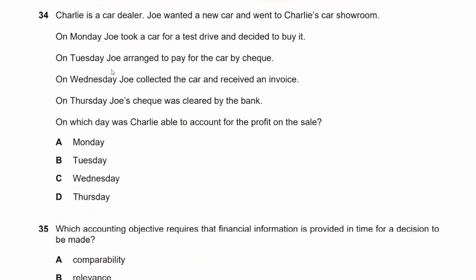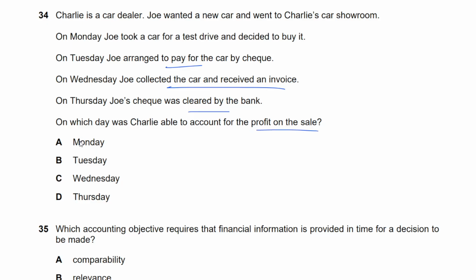34. Charlie is a car dealer. Joe once wanted a new car and went to Charlie's car showroom. On Monday, Joe took a car for a test drive and decided to buy it. That's a unique type of question I'm seeing here. On Tuesday, Joe arranged to pay for the car by cheque. On Monday, he drove the car, decided to buy, and paid by cheque on Tuesday. On Wednesday, Joe collected the car and received an invoice. On Thursday, Joe's cheque was cleared by the bank. On which day was Charlie able to account for profit on sale?